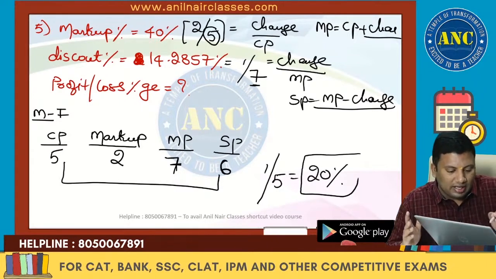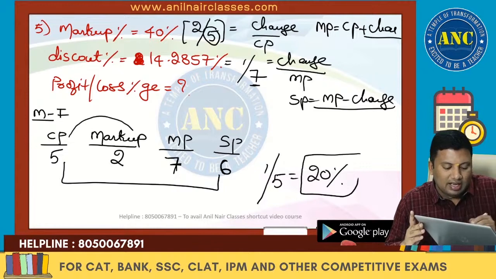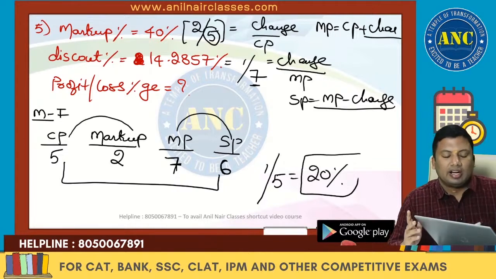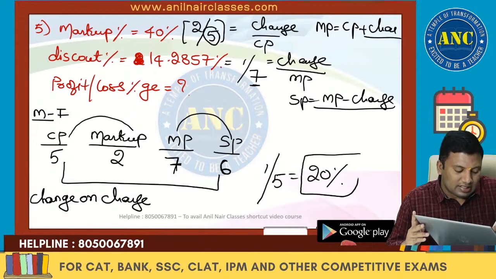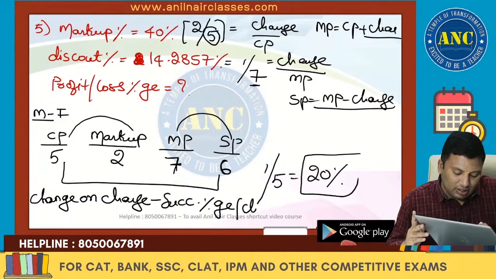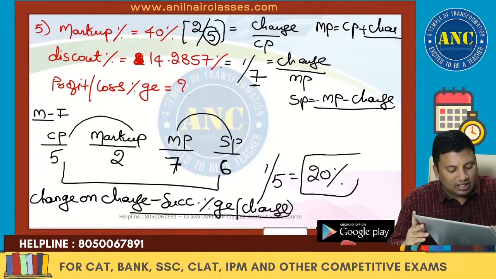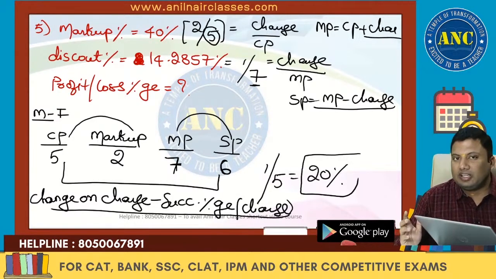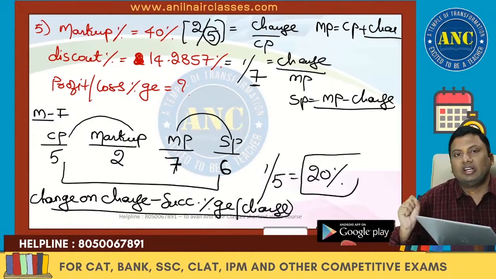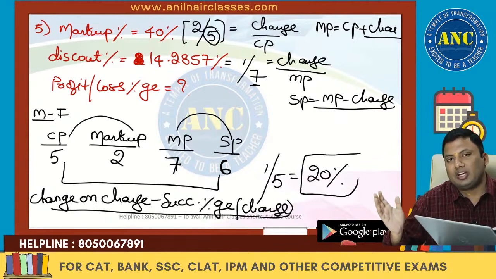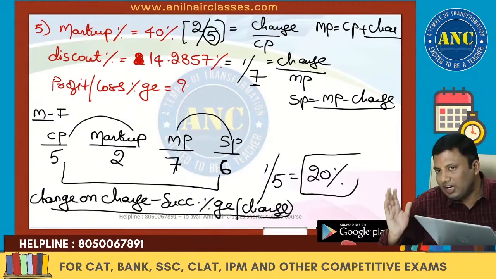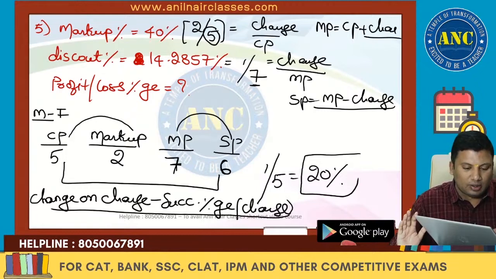Now if you observe here, there is one change here and there is another change here. Change on change is nothing but successive change. Percentage on percentage is successive percentage. If I convert percentage into a fraction, I will get a numerator on change. You call it in fraction, it is successive change. You call it in percentage, it is successive percentage.